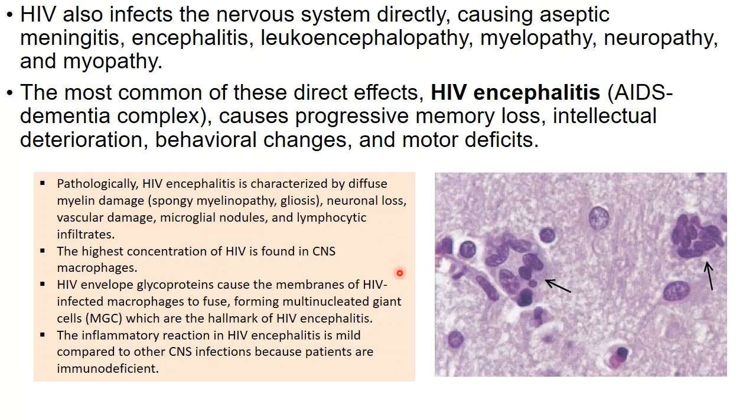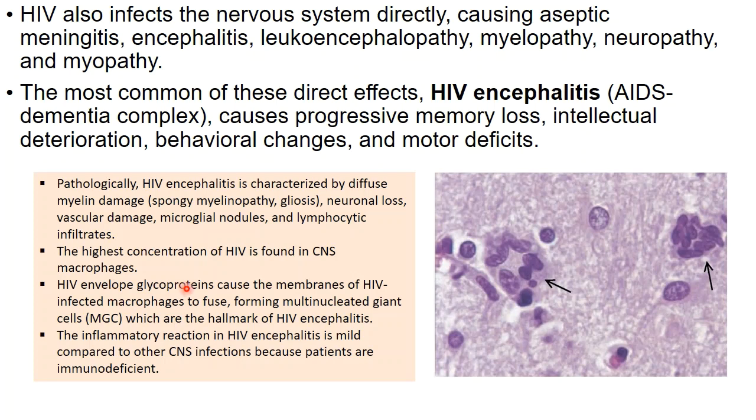Histologically, we see a characteristic infiltration by multinucleated giant cells, which are the hallmarks of HIV encephalitis. HIV encephalitis is characterized by diffuse myelin damage, neuronal loss, vascular damage, and formation of microglial nodules and lymphocytic infiltrate. However, it must be noted that the lymphocytic infiltrate is particularly scant, and there are characteristic large microglial nodules.